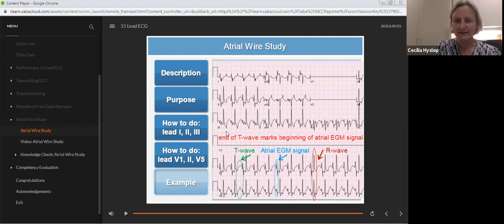And the atrial signal gives a very sharp little spike. So you can see here that the atrial signal, and we'll have a whole section in semester 2 on atrial ectopic tachycardia and junctional ectopic tachycardia. But here, this atrial wire study is sort of delineating the P wave with a sharp spike.